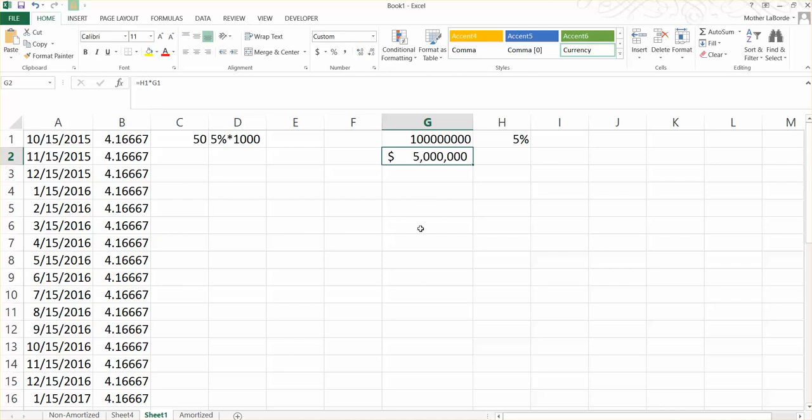They'll be paying $5 million a year, and then on September 15th, 2025, they have to pay the principal back to all those bondholders. They have to come up with $100 million to pay those bondholders.